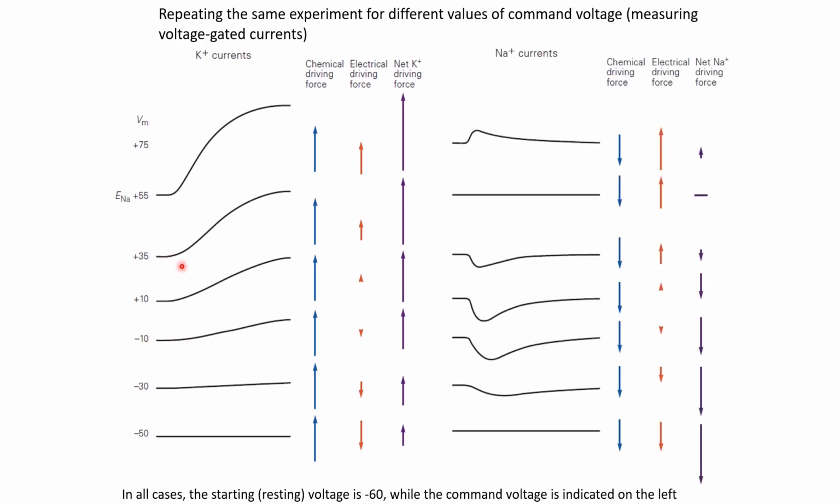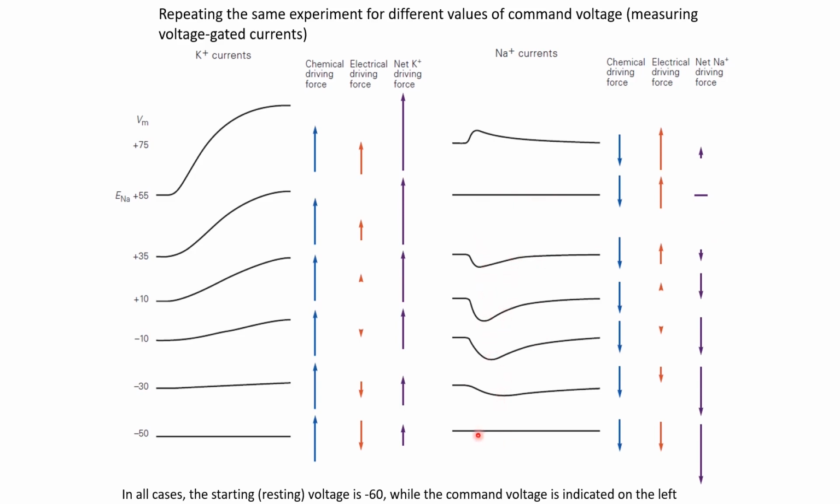And similarly for sodium, we know that the equilibrium potential for sodium is around plus 55 millivolts. So that's where the driving force on sodium ions is 0. And then as we go farther from it, we will have more driving force on the sodium ions. So we would expect the currents to increase as we go farther. But the current again is a function of both the driving force as well as the conductance.